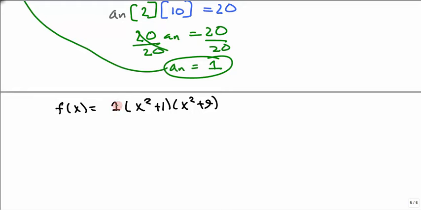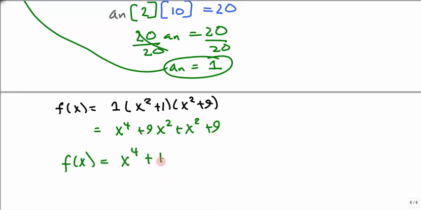So if this was a 2, I would FOIL this out and distribute the 2, but since it's just a nice little 1, I can just drop it, and I FOIL this out and I get x to the 4th plus 9x squared plus x squared plus 9. And again, if this was a 2 or something out front, I'd multiply it through, but I'm going to go ahead and combine my like terms. X to the 4th plus 10x squared plus 9. Now this is the final solution.